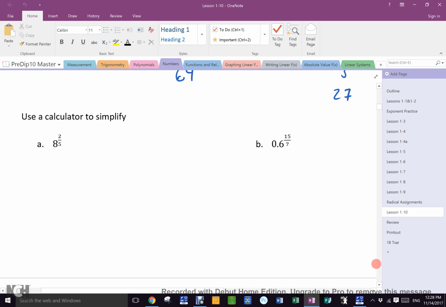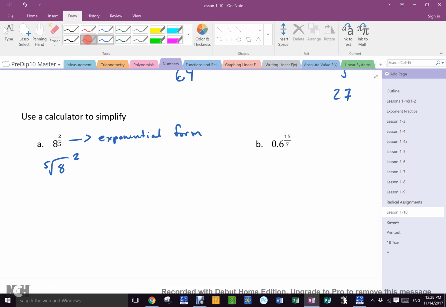So, we already know that this is the 5th root of 8 squared. Right? That is what we call exponential form. That is what we call radical form. And then the question says, I need a calculator. Why do I need a calculator? Does 8 have a 5th root? No. The biggest root 8 has is a 3rd root. So I cannot do this one.